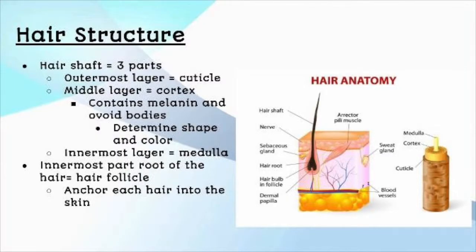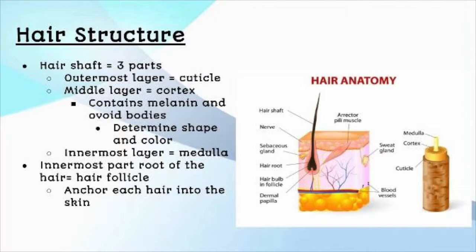Okay, let's get started. The hair that sticks out from your head is referred to as the hair shaft. The hair shaft consists of three parts, including an outer, middle, and inner layer. The outermost layer is referred to as the cuticle. This layer is composed of exterior material made to protect the middle and inner layer of the hair shaft from heat damage and chemical damage.